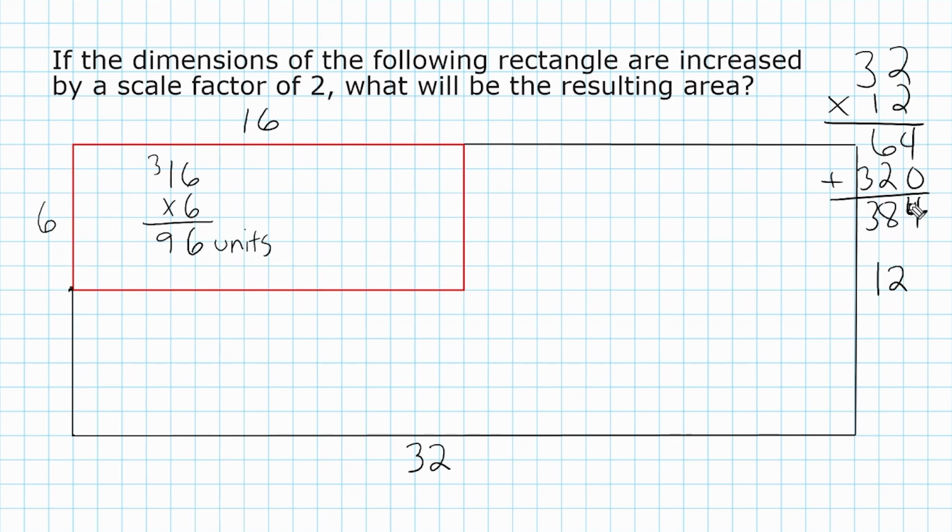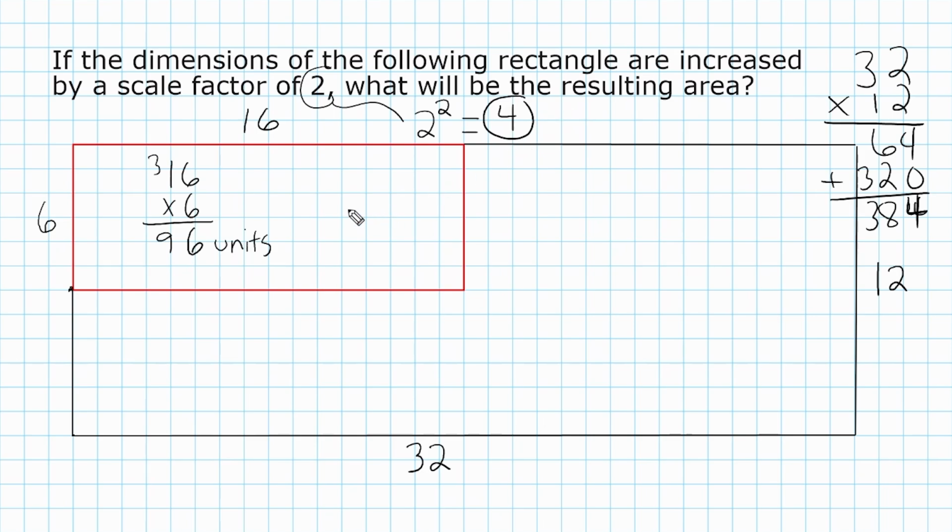384 square units. All right, now if we scale up the dimensions of any rectangle, we are not going to get double the area. We should see right away that there's way more than double these 96 units here. In fact, the new area is going to be 4 times greater. As a matter of fact, if we take the given scale factor, which is 2 in this case, and just square that, that is going to tell you how many times larger the resulting area is going to be.